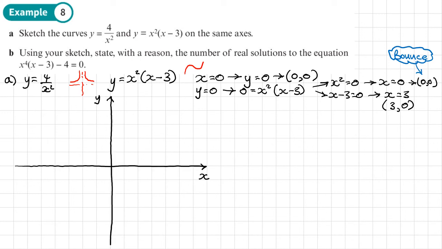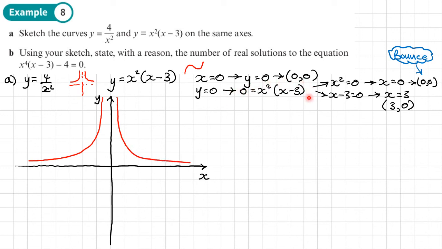Okay, so we will start with the reciprocal graph. So we'll start with this one, and we'll just draw a sketch like this. So it's going to be this type of shape. So it's got these asymptotes on the x and the y axis, that type of shape.